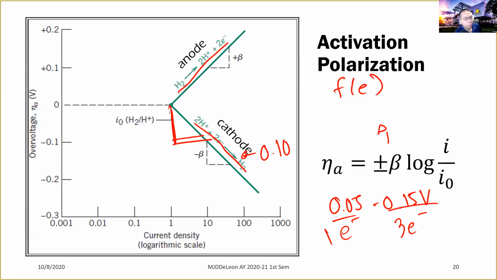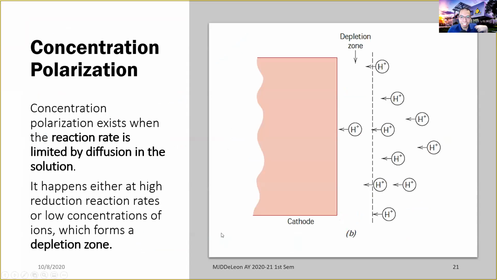So that is for activation polarization. Next, we have concentration polarization. Concentration polarization exists when the reaction rate is limited by diffusion in the solution. It happens either at high reduction rates or low concentration of ions, which forms a depletion zone.